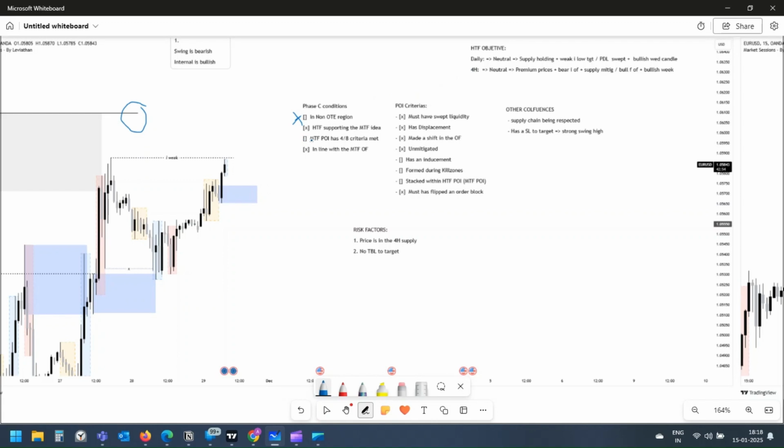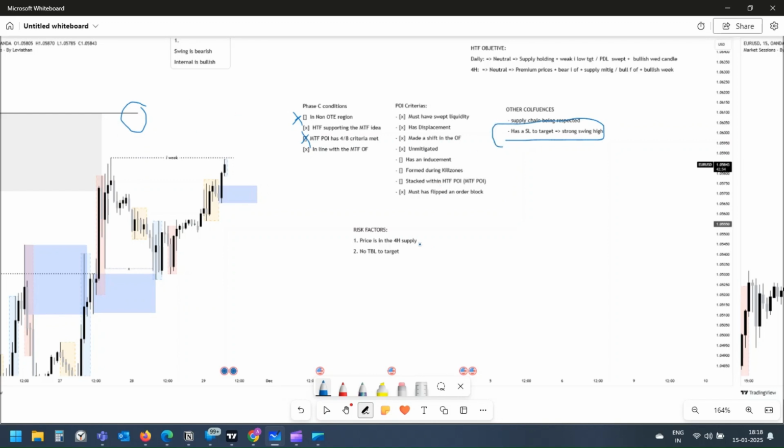And MTF POI has 4 out of 8 criteria met, and yes, they are meeting 5 out of 8 criteria. So this box is also ticked, and in line with the medium time frame order flow, yes, it is. So 3 out of 4 boxes are ticked, which means almost 75% of win rate. That's fine for me. What are the other confluences? Supply chain is being respected, and then they have a structural target, which is the strong swing high.